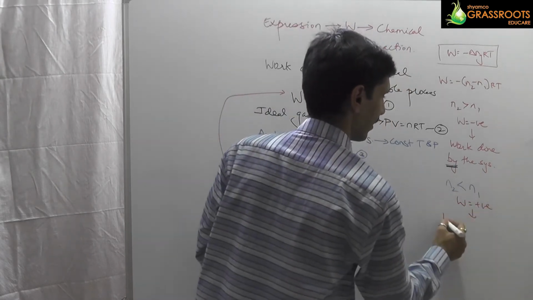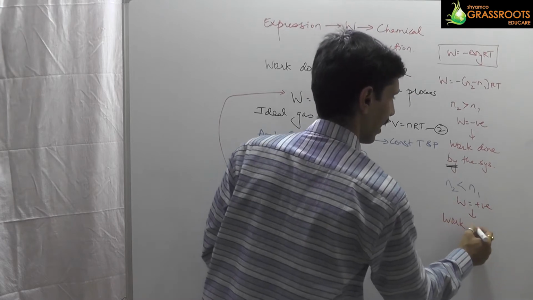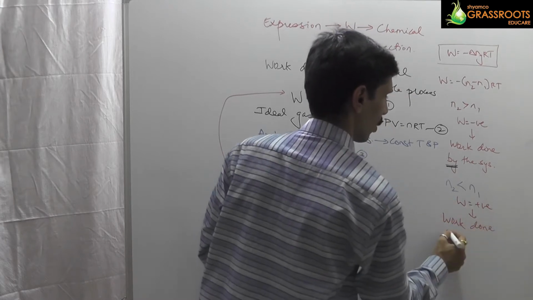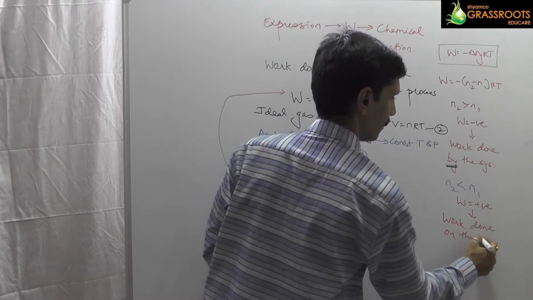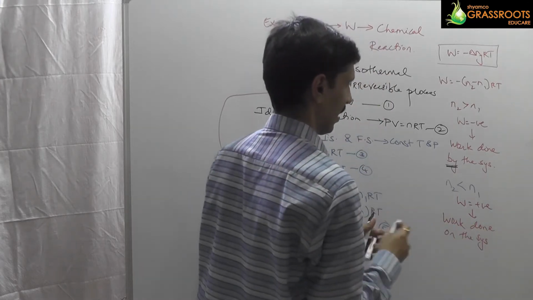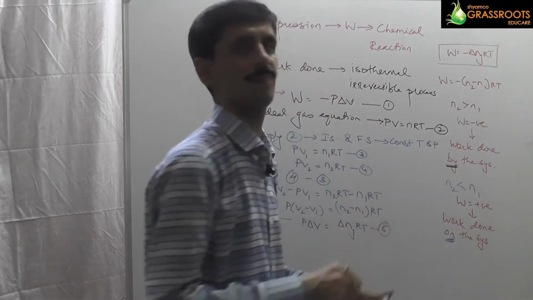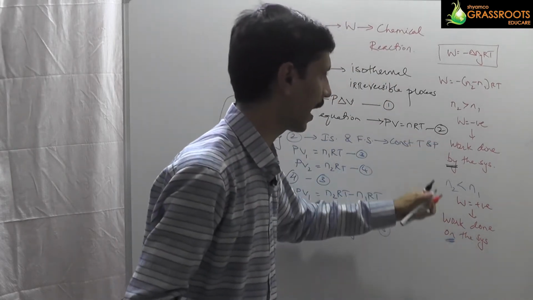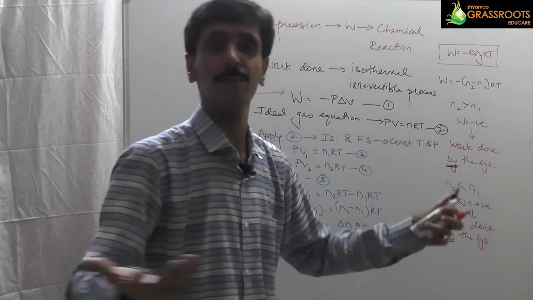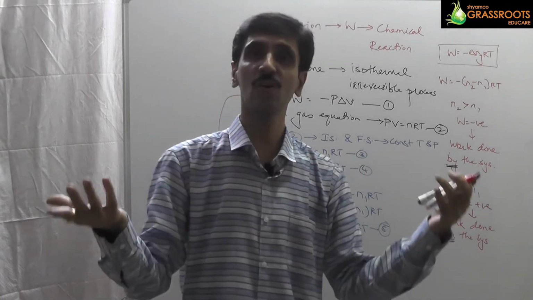And if W is positive, what are we going to say? The work is done on the system. Okay, this wording will come. What wording? Work is done on the system. Here it was by the system, here it is on the system. So you can see how the application goes.